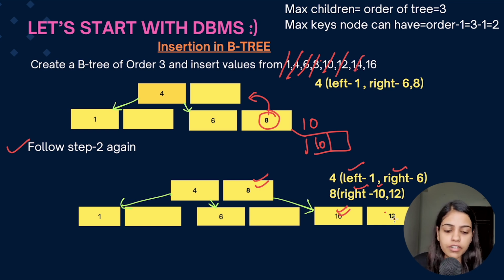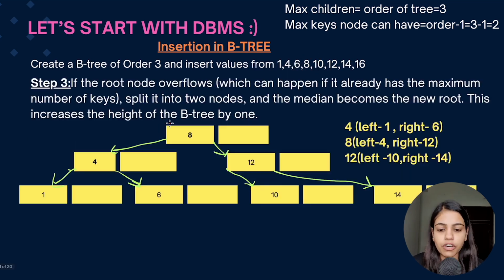Here the node is already overflowing, so we'll send the median to the parent node. But now the parent node is also overflowing, so we have to push the median element of the parent node to the root node. So what we will do is, we have pushed 8 here. Now to the left of 8 we are having 4. Now 4 is having 1 and 6. To the right of 8 we are having 12. Now we are having 10 as the left of 12 and 14 as the right of 12.